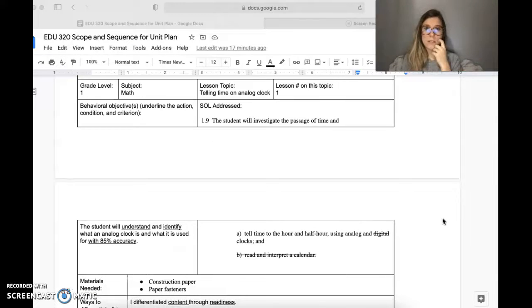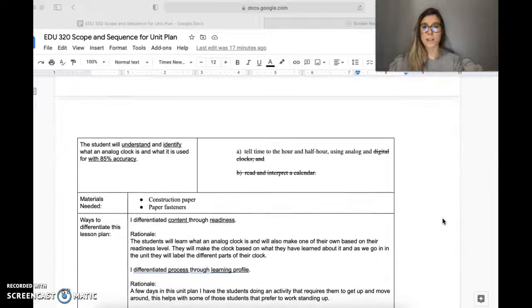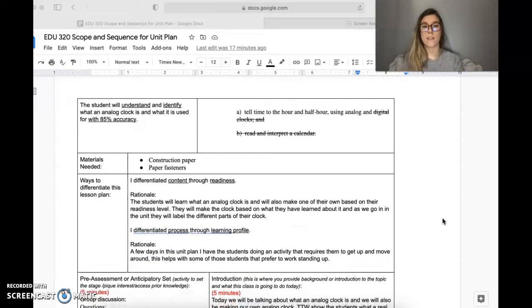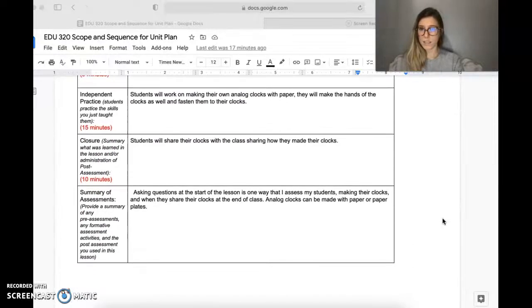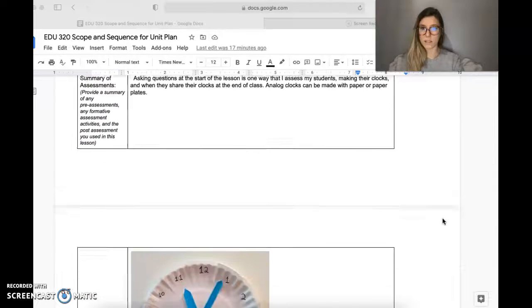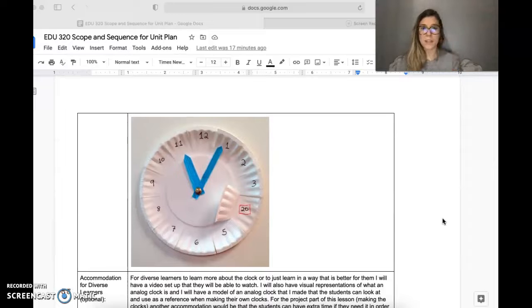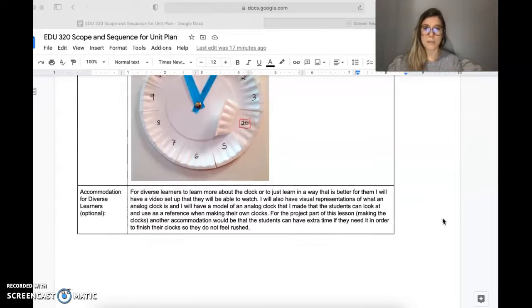This is just basically what day 1 is. They just make their clocks. I go over what an analog clock is. I show them an analog clock, and then they go make their own clocks. This is the clock that they will be making, similar to this, and later on they will be labeling the hour hand and the minutes.